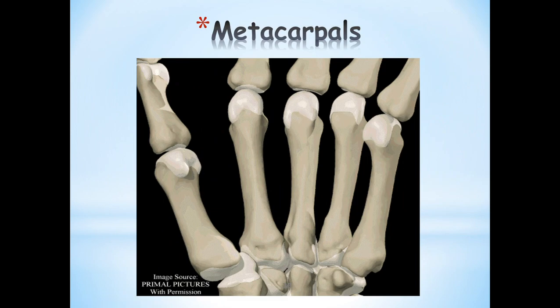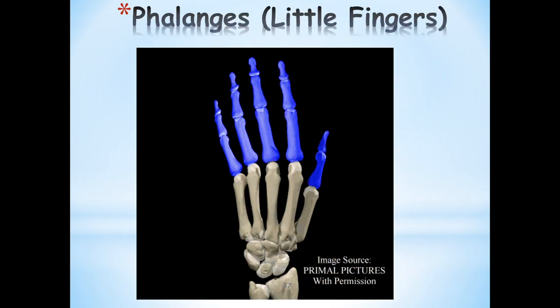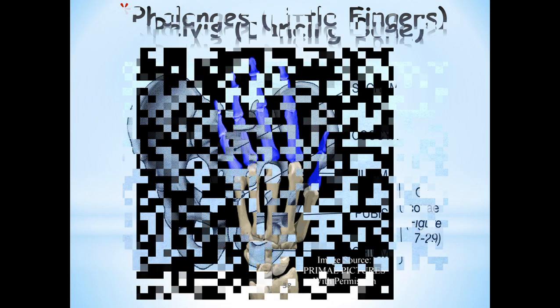These are the bones in your palm. Metacarpals, the bones in your palm. And then the phalanges, these are your fingers, the little fingers that you have. These are known as your phalanges.